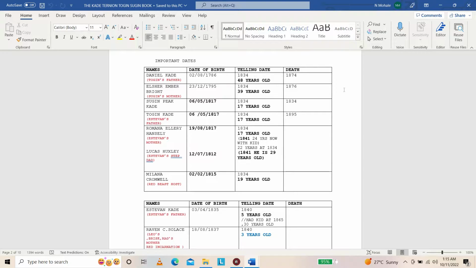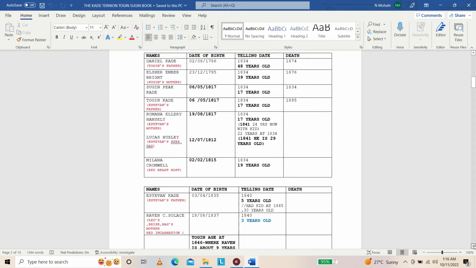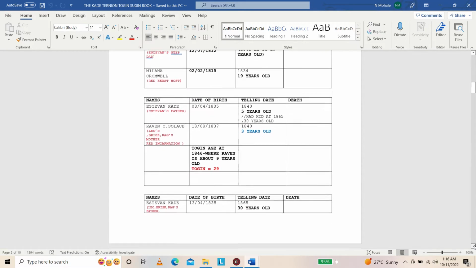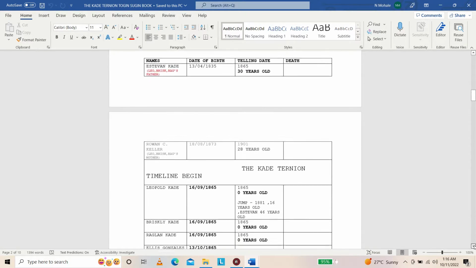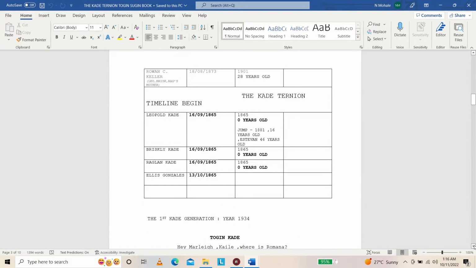And we have Milana Cromwell, and you can see their ages there, which are very much important. So when telling this, I'm gonna come to this so that everything connects, so that I don't just say things randomly. Everything must connect and make sense. And then we have other names like Stephen Cade, we have Raven C. Soles there, and we have some other stuff here.